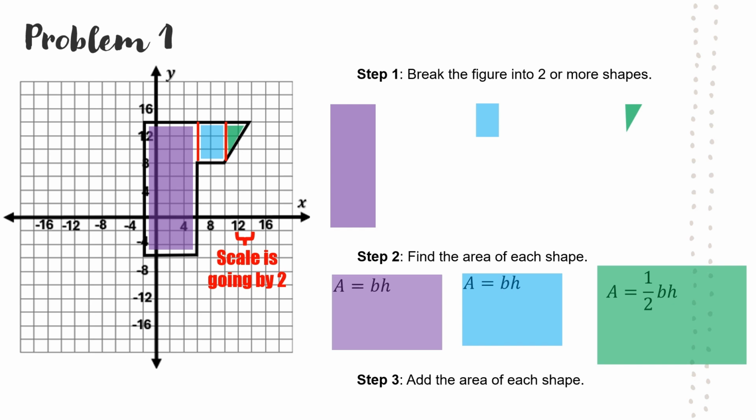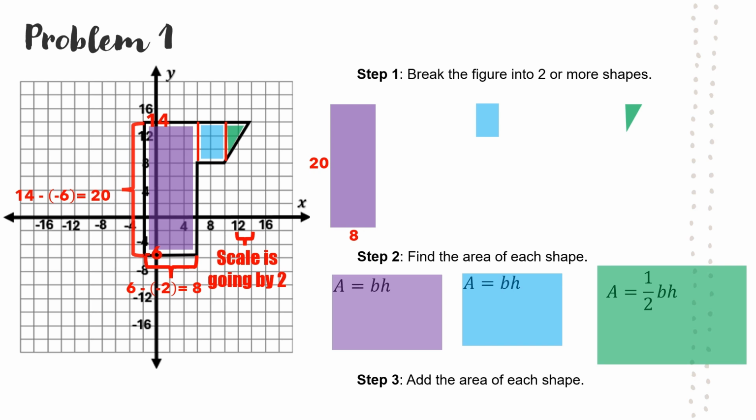Next we will find the height of the big rectangle by subtracting the lowest point of the rectangle from the highest point, so this will be 14 minus -6, which is 20. Next, we will find the length of the base by subtracting the left point from the right point. This will be 6 minus -2, which is 8.